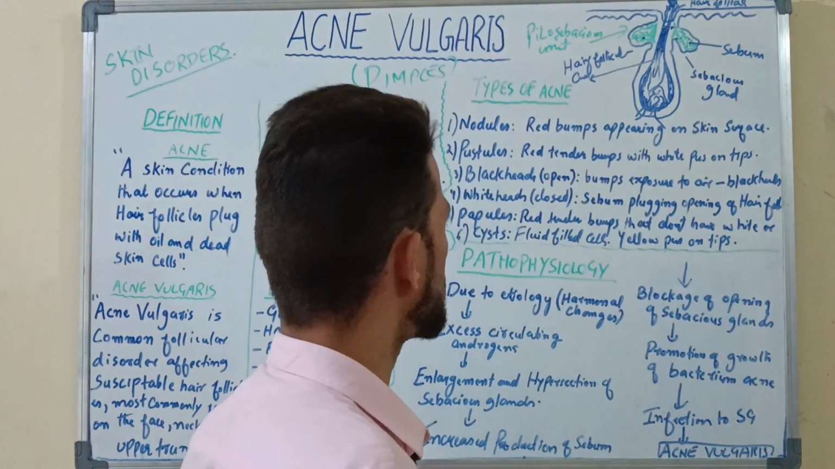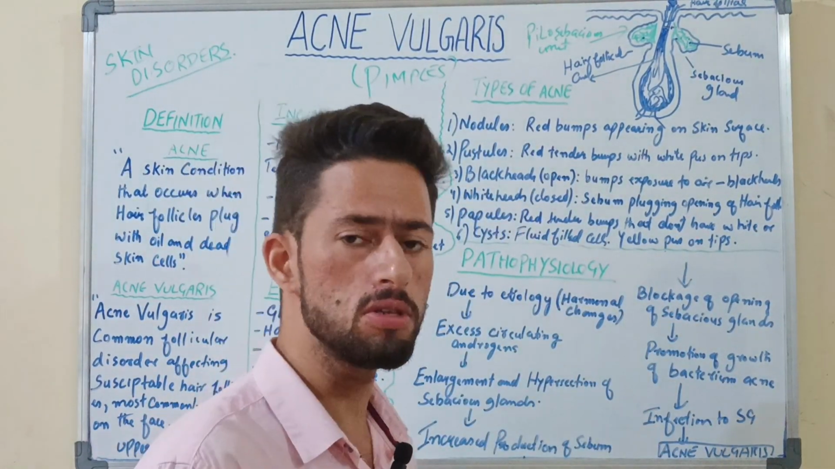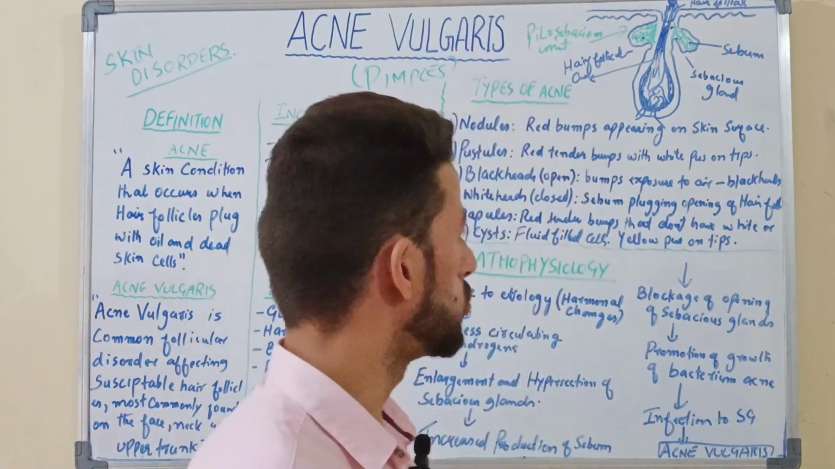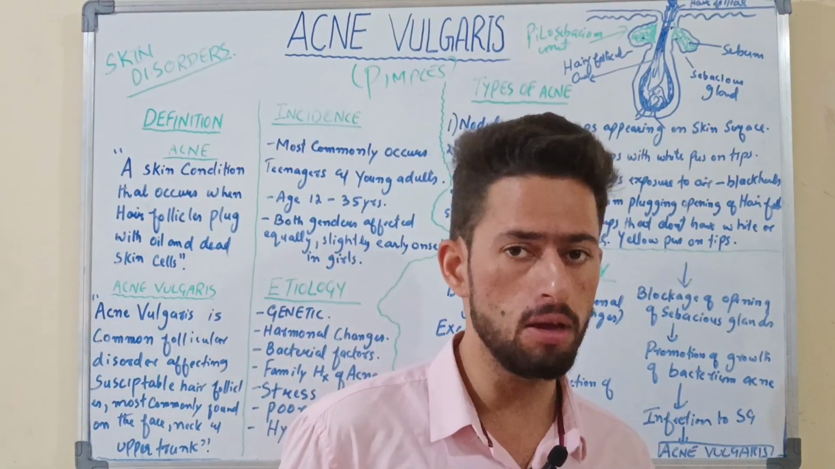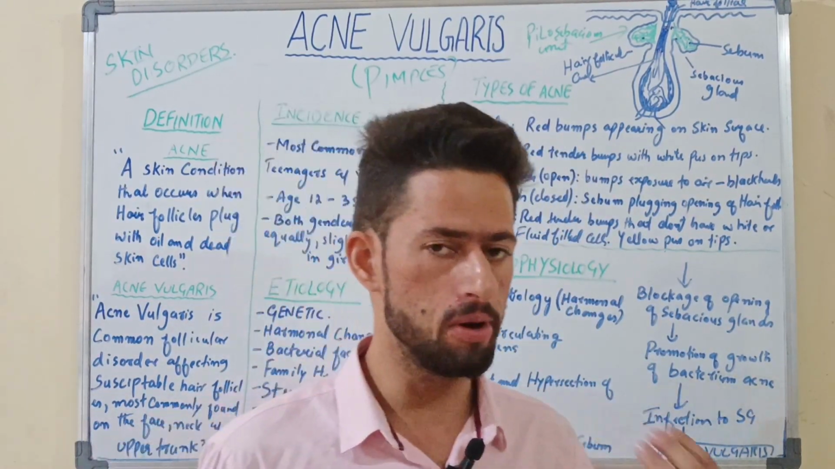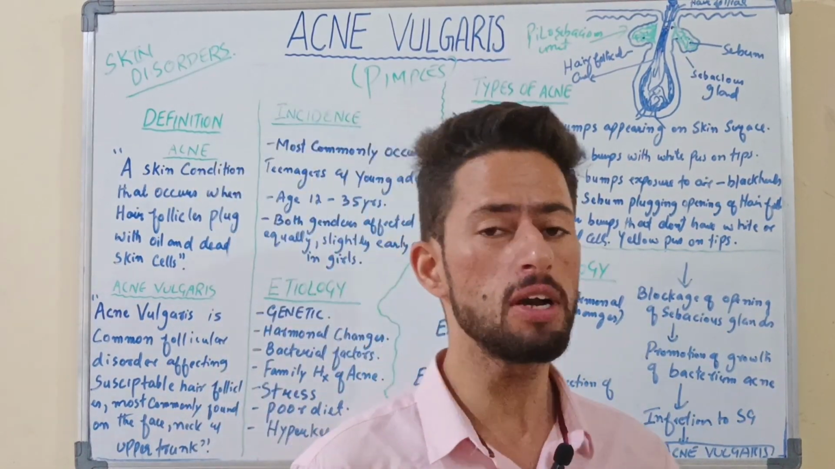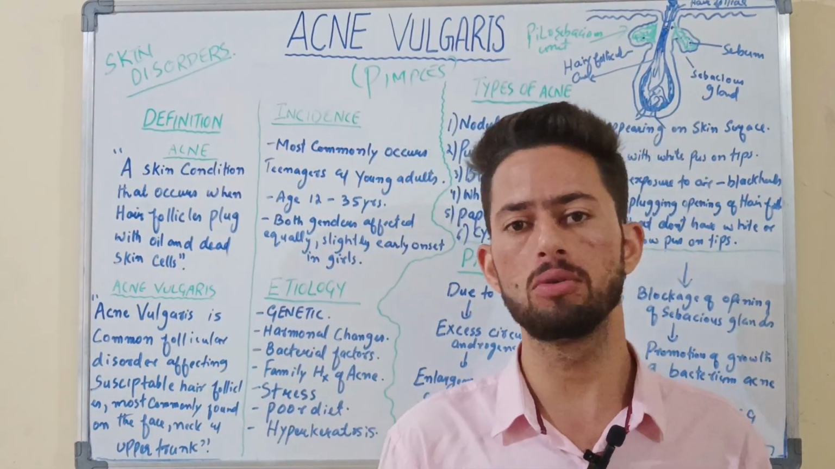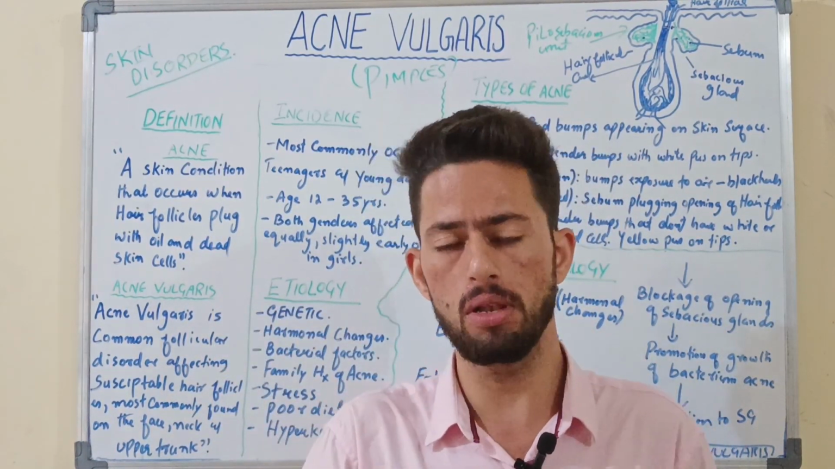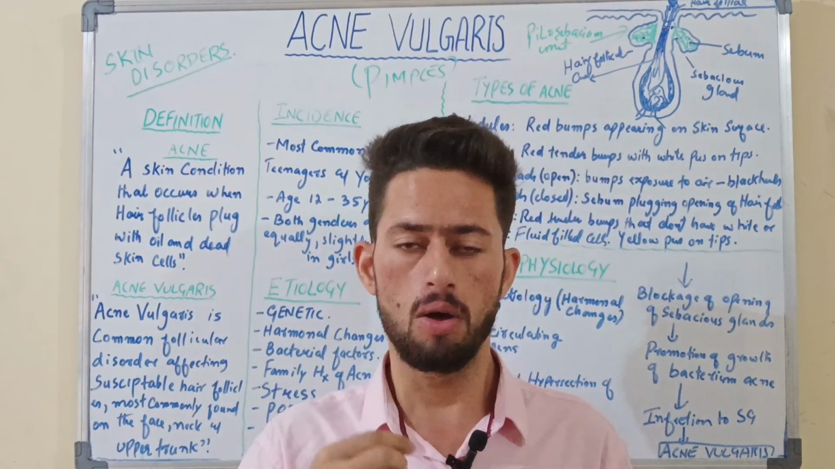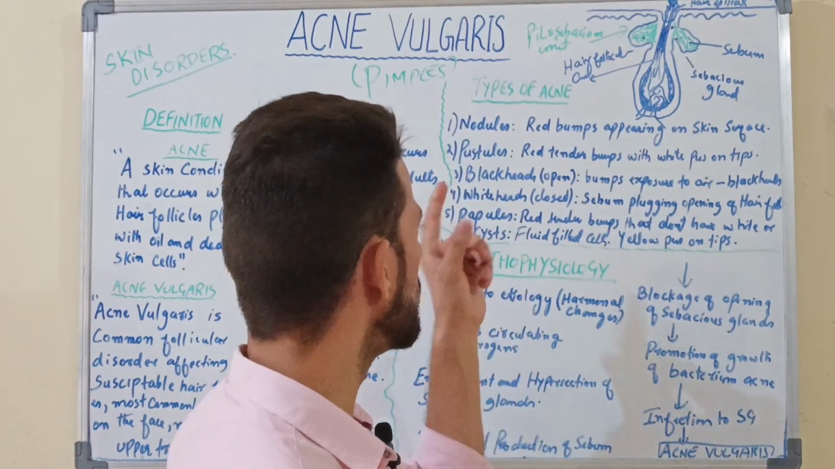Now next is about types of acne. The first one is nodules. Nodules are inflammatory and painful pimples, red inflammatory pimples that appear on the skin surface. Next is pustules. Pustules means pimples that have, on their tips, the presence of a white discharge, that is known as pus.